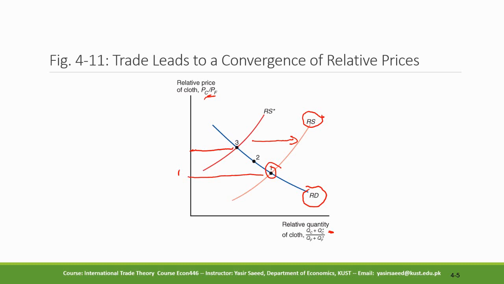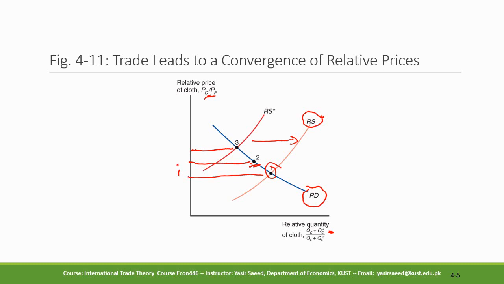But what about trade? If we allow for trade, then what will happen? Prices will converge. Why will prices converge? Since domestically the prices of cloth relative to food are low, the foreign country will import and buy cloth from the domestic country, creating a kind of shortage in the domestic economy, which will have an impact on the prices. So PC by PF in the domestic economy will rise to compensate, reaching the second equilibrium.